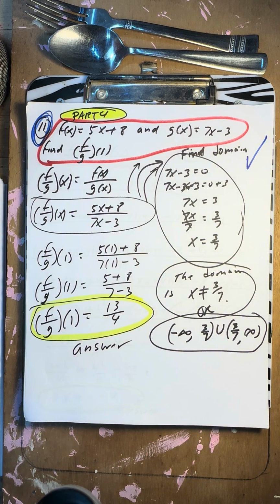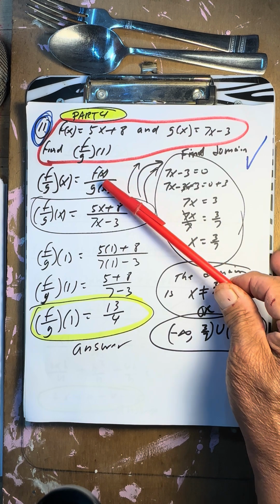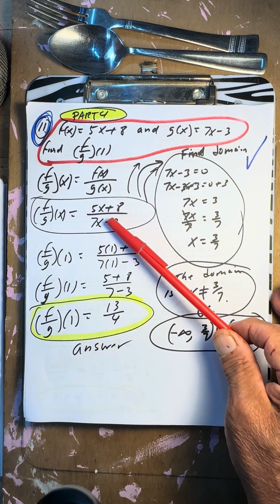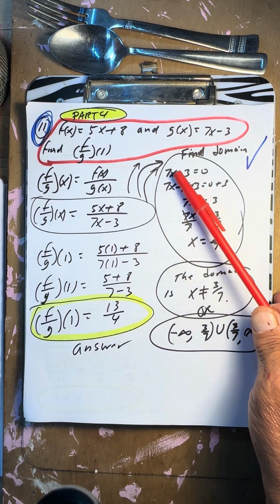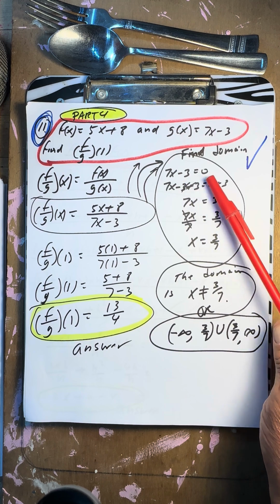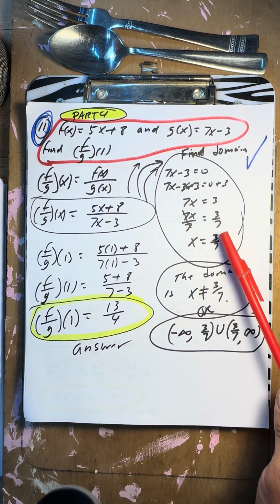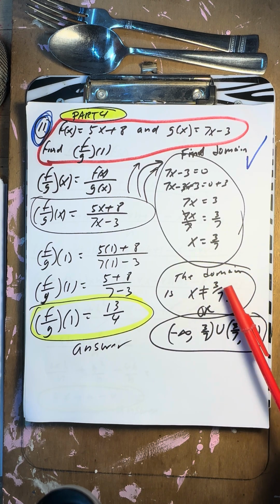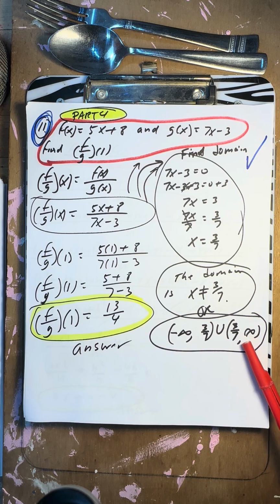This one. Divide, f over g of 1. First one, f of x over g of x means 5x plus 8 over 7x minus 3. Now, this one has a division, so we can't have 0 in the denominator. So let's find out when that happens. 7x minus 3 equals 0. Add 3, add 3. 7x equals 3. Divide by 7, divide by 7. So x is 3 over 7. So the domain is any number you want, but don't use 3 over 7. Or from negative infinity to 3 sevenths, union 3 sevenths to infinity.